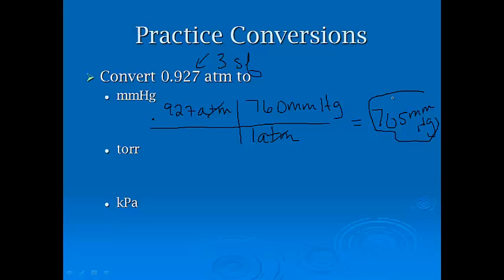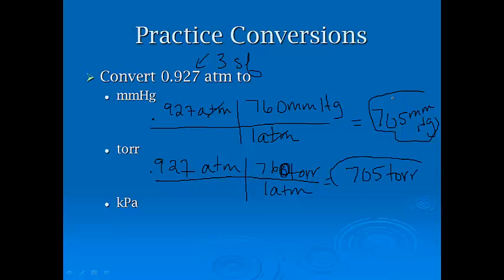Okay, now for torr, it's going to be the exact same math problem, except that the unit is different. It is what it is. We can't get rid of them, so we do still have to know that they're 760 torr in 1 atm, so we get the same answer. Your calculator actually gives you 704.52, so it's going to be 705 torr.